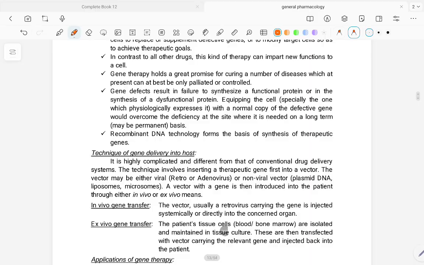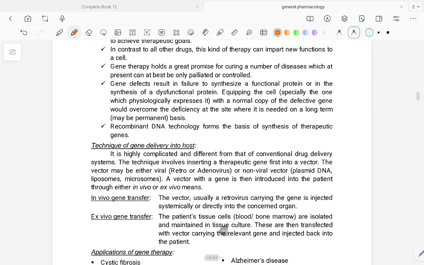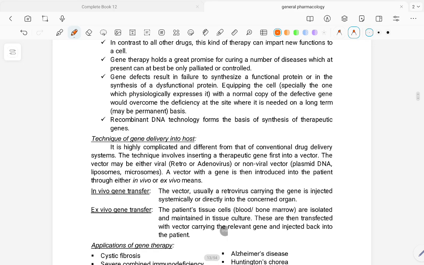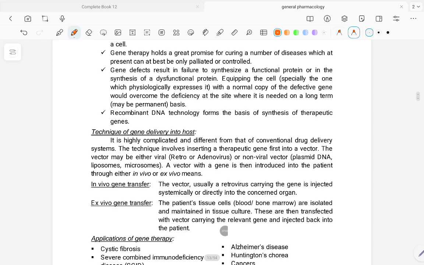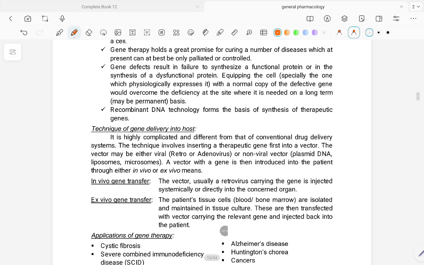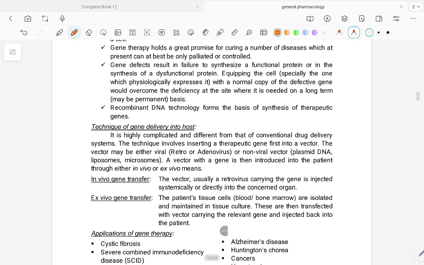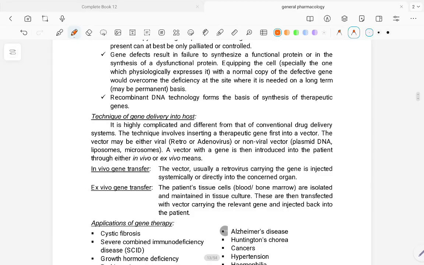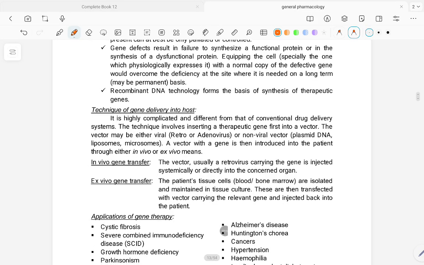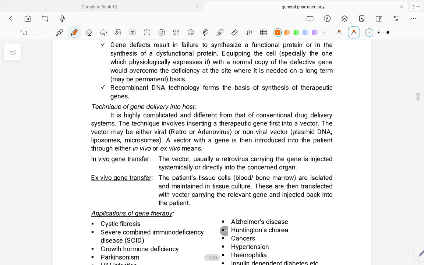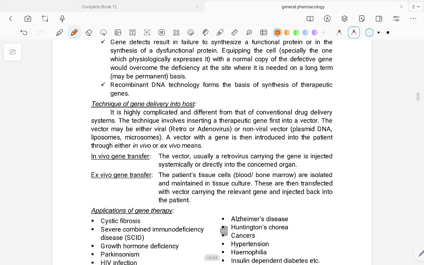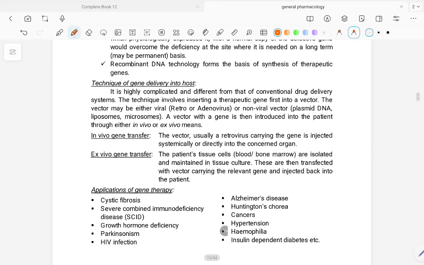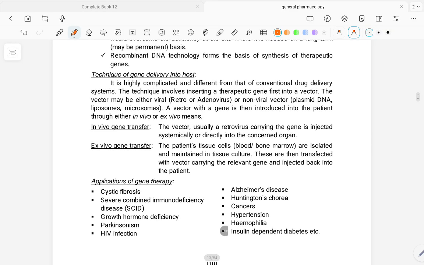Gene therapy holds great promise for curing a number of diseases which at present can at best only be palliated or controlled. Gene defects result in failure to synthesize a functional protein, or in the synthesis of a dysfunctional protein. Equipping the cell, especially the one which physiologically expresses it, with a normal copy of the defective gene would overcome the deficiency at the site where it is needed, on a long-term, maybe permanent, basis. Recombinant DNA technology forms the basis of synthesis of the therapeutic gene.